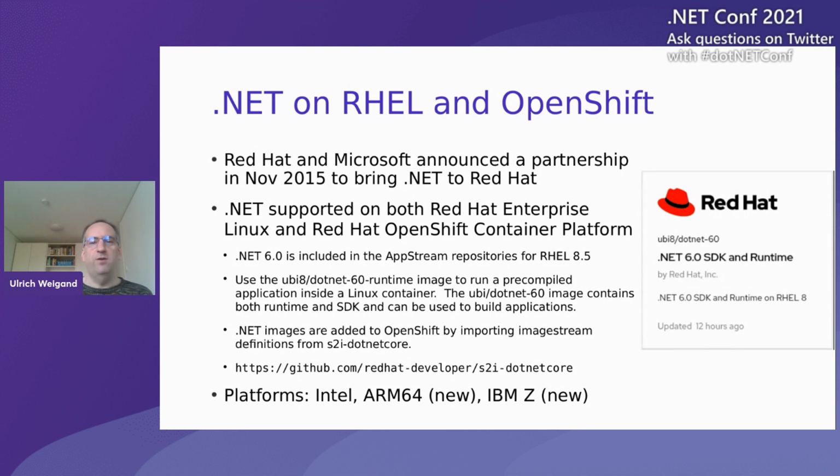But as of Red Hat Enterprise Linux 8.5, which has just been released, this has been extended to include both the ARM architecture and also the IBM Z architecture at the .NET 6 level. So as of right now, if you look at either RHEL 8.5 or if you look at the current Red Hat container catalog, you will find .NET 6 packages and images for all those three platforms.